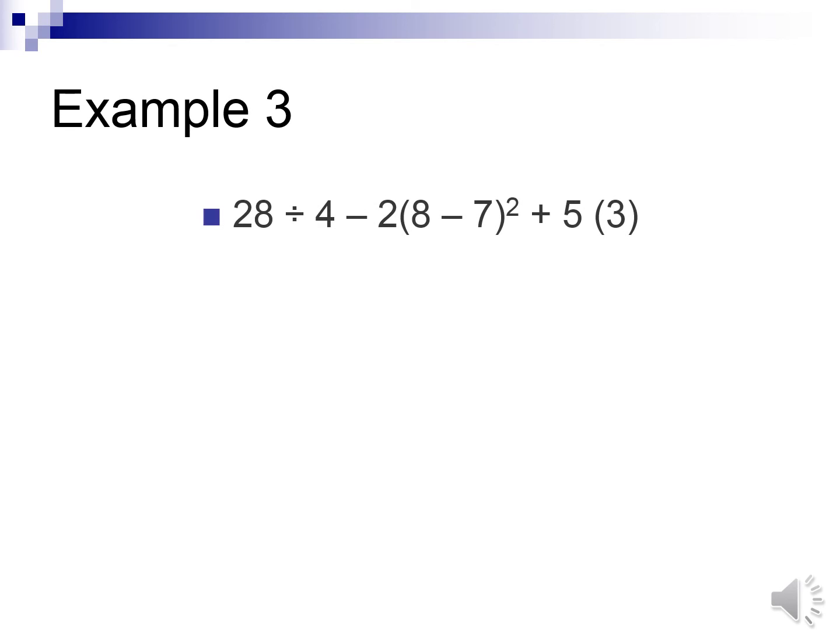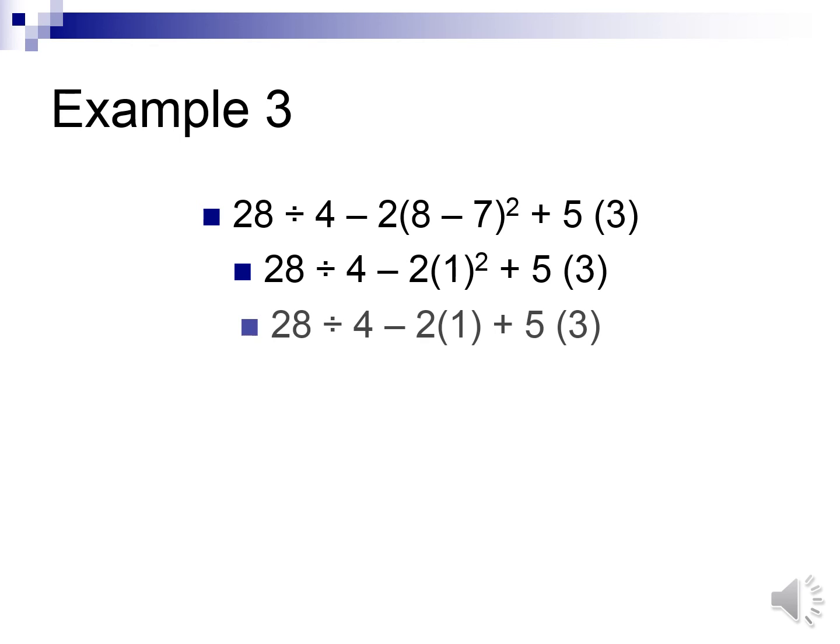Here's example number 3. Again, the first thing I'll do is take care of parentheses. 8 minus 7 is equal to 1. The next thing I'll do is take care of exponents. 1 squared is 1. The next thing I'll do is take care of multiplication and division going from left to right. 28 divided by 4 is 7. 2 times 1 is 2. And 5 times 3 is 15. Then I'll do addition and subtraction going from left to right. 7 minus 2 is 5, and 5 plus 15 is 20.